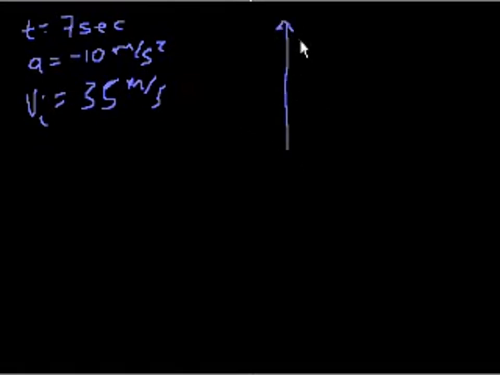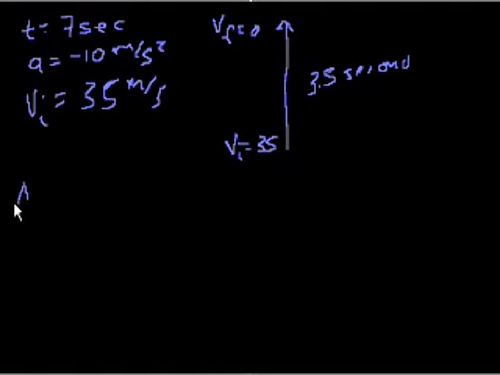And we figured out that in its upward portion, to go from VI equal to 35 meters per second to, let's call this VF, equal to 0 meters per second, it took the ball 3.5 seconds, right? Because this is half of its travel time, and then it took another 3.5 seconds to come straight down.